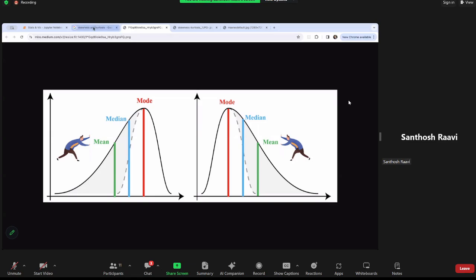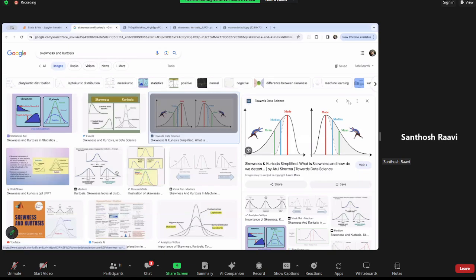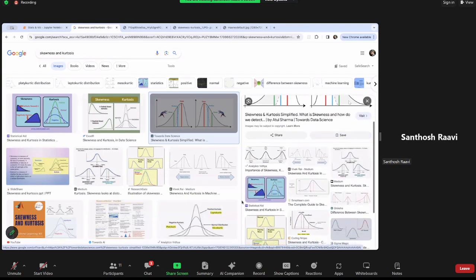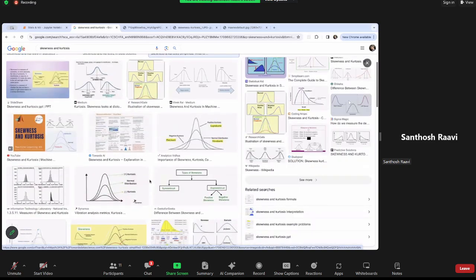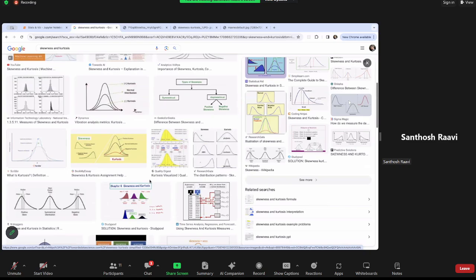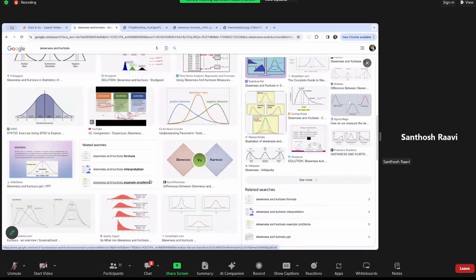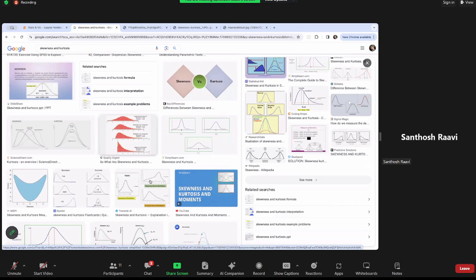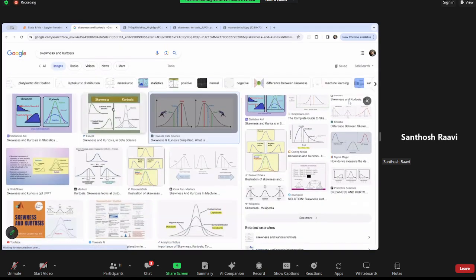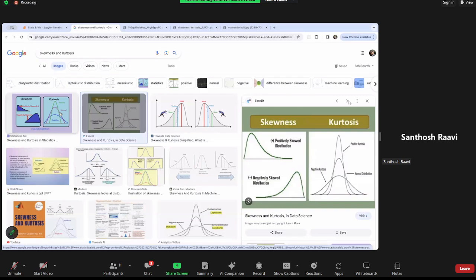Next we look into kurtosis. We won't use anything about kurtosis in machine learning or statistics, but it's just a property. Where is the nice image? Okay, we go with this one.